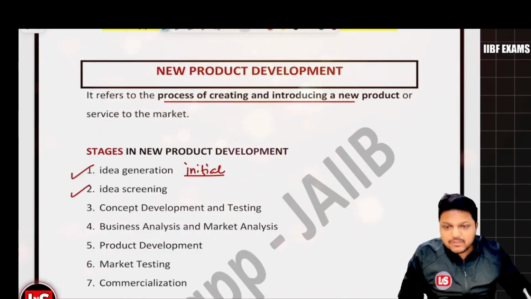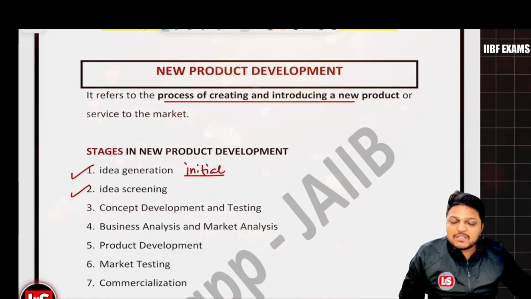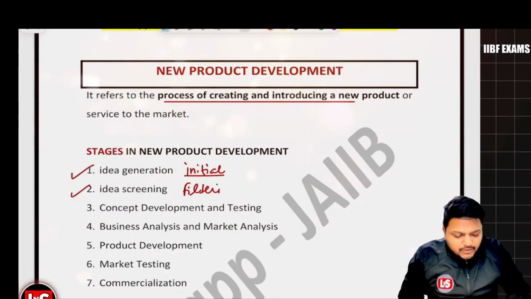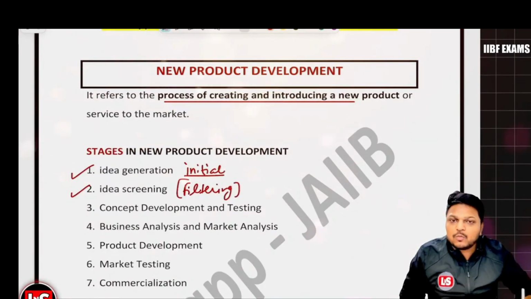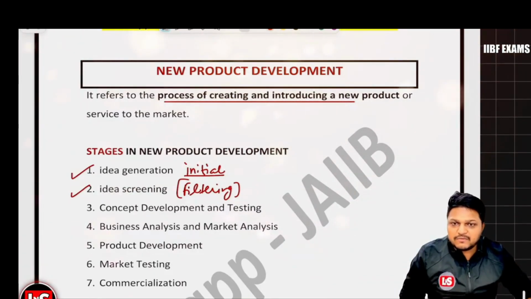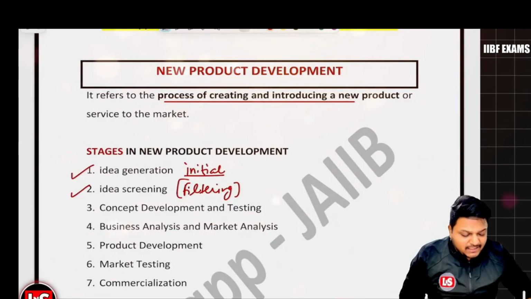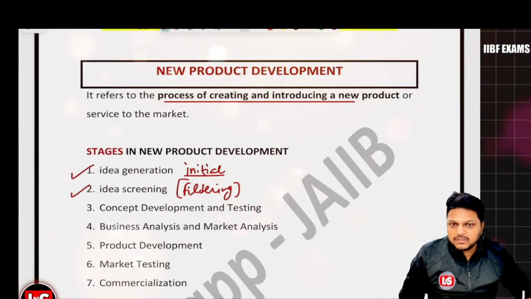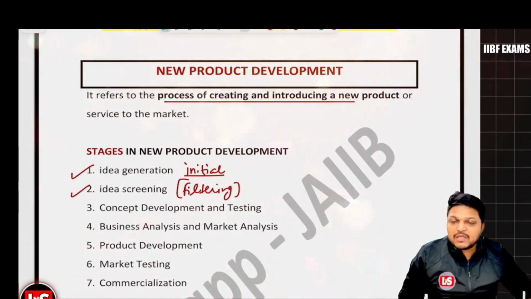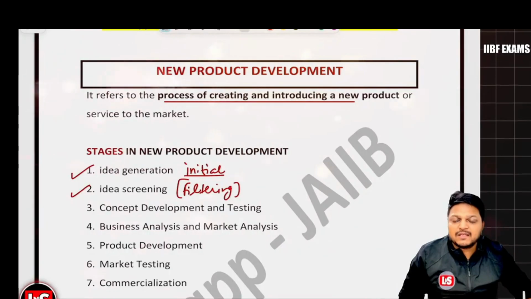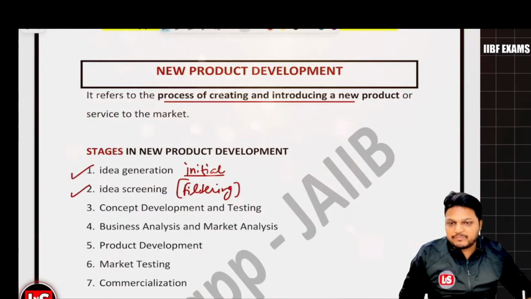The second stage is idea screening. Screening means we have to filter the ideas. Let's say you have 15 ideas with you, you have to filter them: which idea is good, which is practical, viable, feasible, which is aligning with your objectives, which is profitable, which is less risky. And if one idea is unprofitable, risky, or not viable, then definitely you have to eliminate it. That's idea screening.